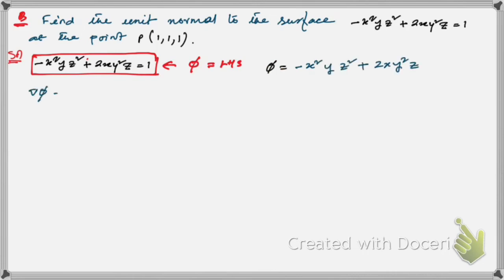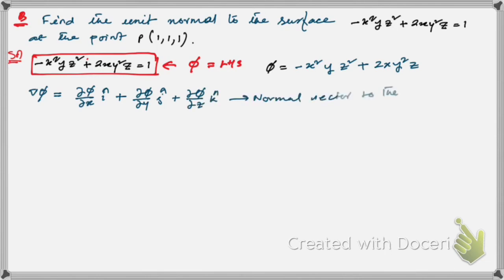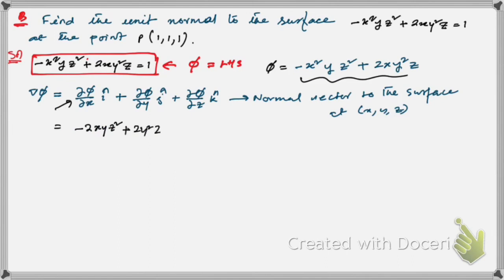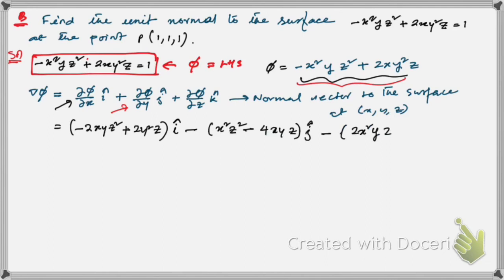So now let's find grad phi first. I have already shown you how to find grad phi, so just find grad phi. This is your normal vector to the surface at this x y z, right, at this point. So let's find del phi by del x is this. So if you find del phi by del x, you will get this, right? So now del phi by del y, I have already shown you how to find those partial derivatives. Then your del phi by del z is this.